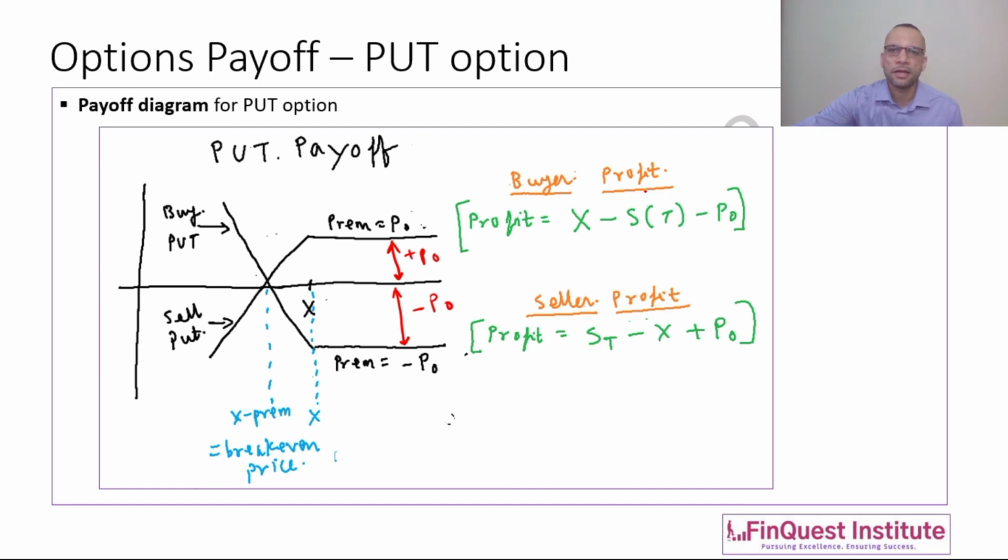Now let's try to understand the profitability position from the buyer and the seller's perspective. For an option buyer, the profit is given by the difference between the strike price and the underlying price at maturity and the option premium which was paid upfront. Whereas from an option seller's perspective, the profit is the difference between the underlying price at maturity minus the strike price plus the option premium which was received at initiation.